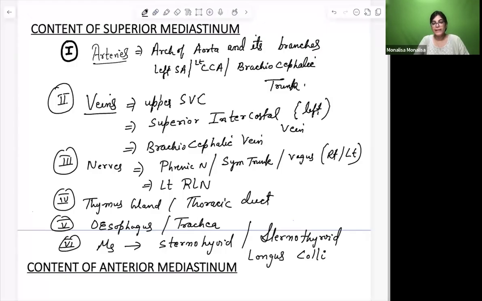To summarize, the contents are the arch of aorta and its branches, left subclavian artery, left common carotid artery, brachiocephalic trunk, the upper part of the superior vena cava, superior intercostal veins and brachiocephalic veins, nerves, thymus gland and thoracic duct.